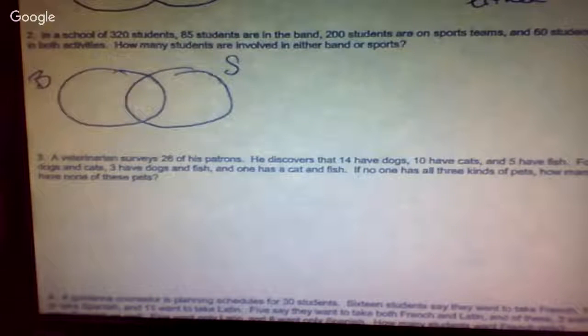Okay, we've got a school with 320 students. 85 are in the band, 200 are on a sports team, and 60 participate in both. How many students are involved in either band or sports? So again, 2 things. We need a 2-thing Venn diagram. We've got band and sports this time. Intersection first. So what goes there? 60.